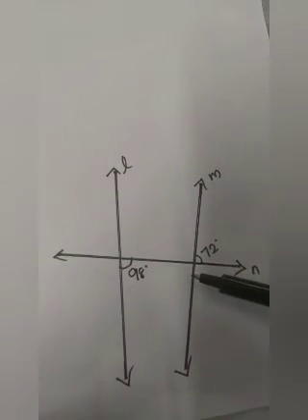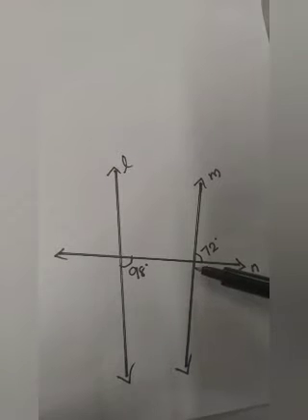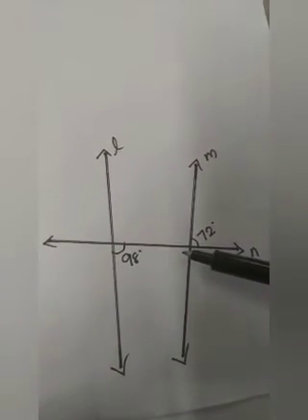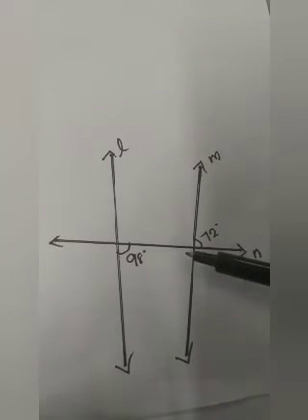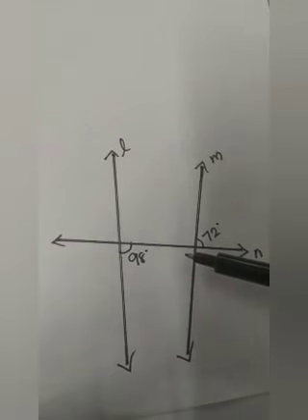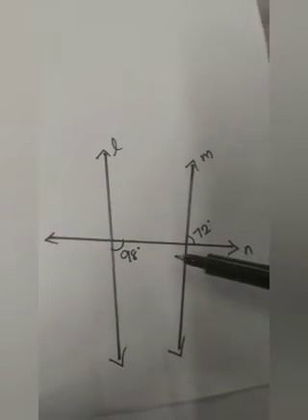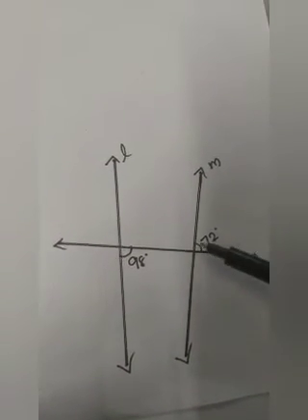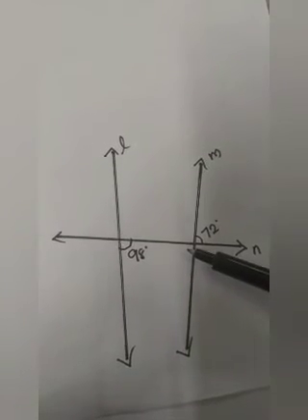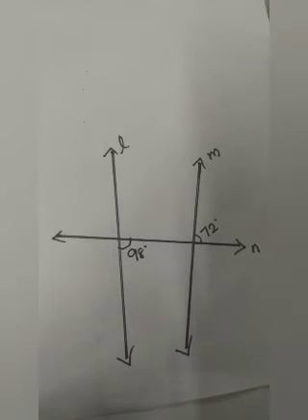So if this angle is 72, what comes here? What is the measure of the angle coming here? If it is 72 here, here also we have 72. What is the reason? They are vertically opposite angles, and vertically opposite angles are always equal. So if we have 72 here, the measure of this angle will also be 72.